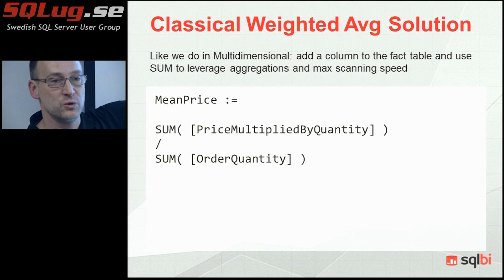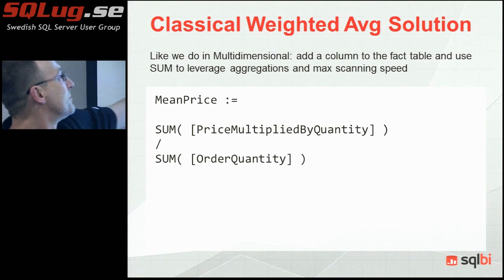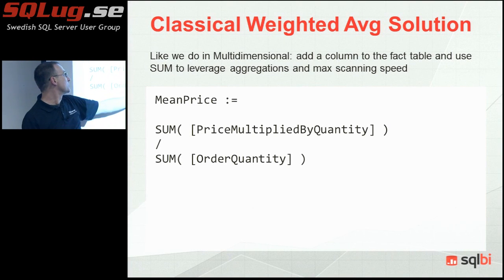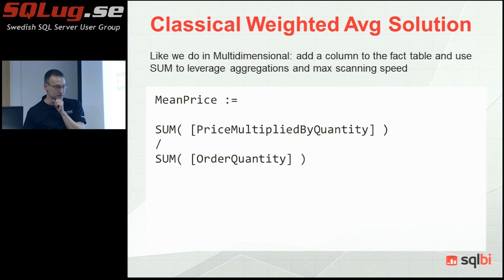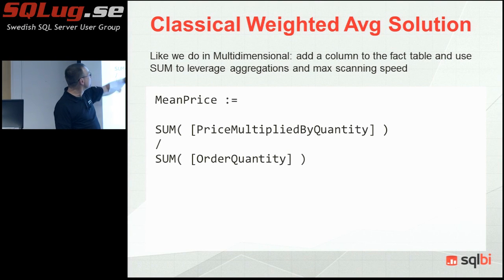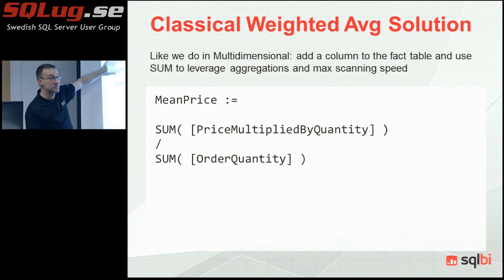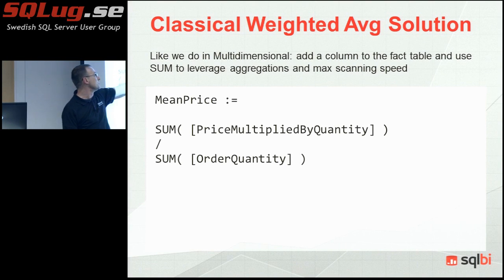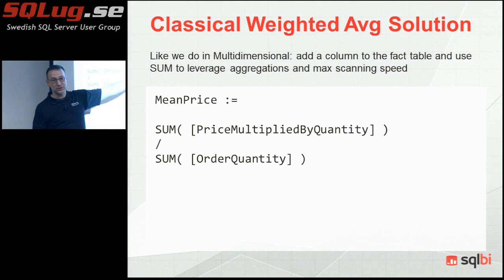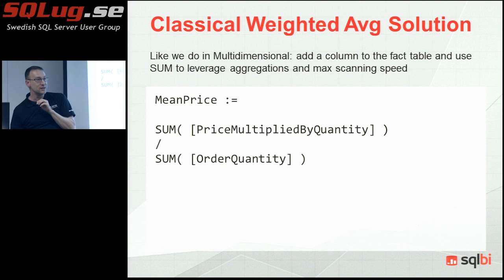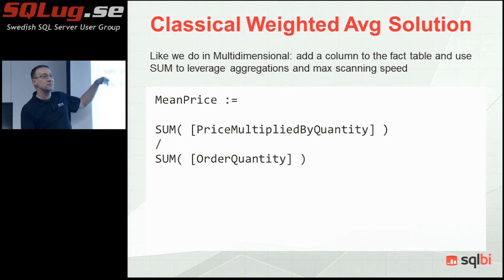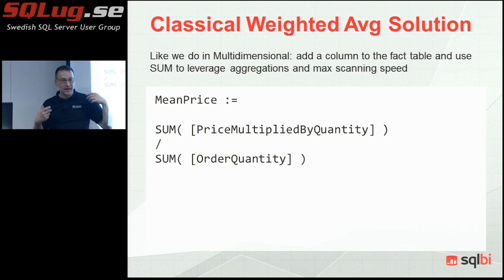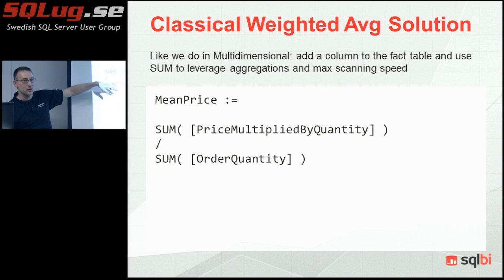And this formula will work fine. It says price multiplied by quantity divided by total quantity. It's the price weighted by the quantity. The first time I had to solve this problem in tabular, I solved it this way. I created a column containing the price multiplied by quantity. It was a calculated column because I wanted to use sum to compute it very quickly. And then I created my formula.